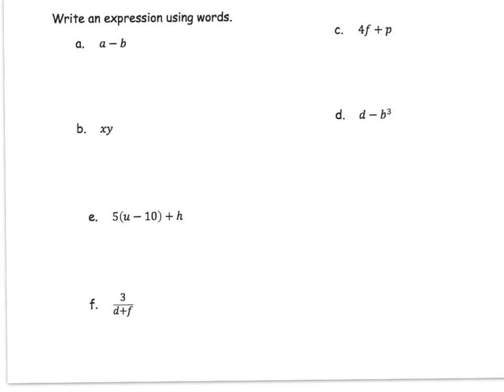But we could say B less than A. Or we could use some of the other ones. The difference of A and B. So try to think of different ways that you can write the same thing. So let's do another one.